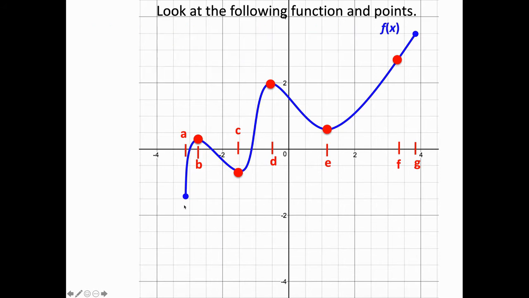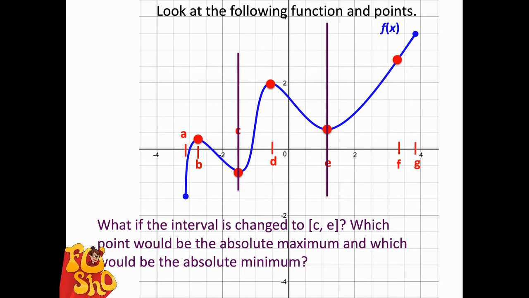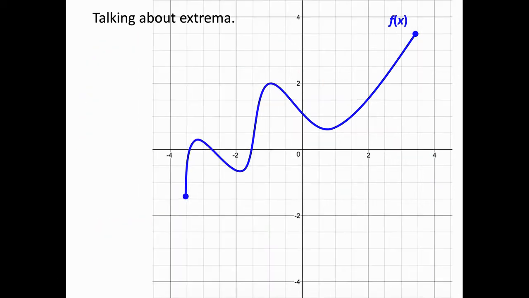Not too bad. Now here's another question. What if the interval changed? Instead of going from a to g, that closed interval, what if it was the closed interval from c to e? So I drew little lines there for you to illustrate it. Now, which point would be considered an absolute max and which would be considered absolute minimum? Hopefully you recognize the absolute maximum would be this top point up here, which would be D, and the absolute minimum would be down here, which would be C. Okay, so hopefully we're able to identify absolute extrema.